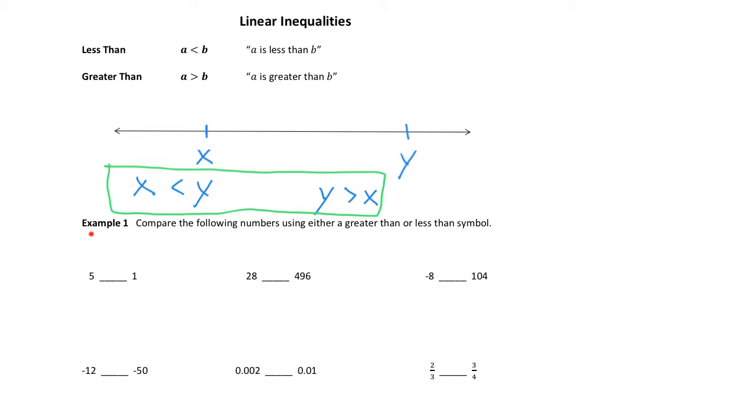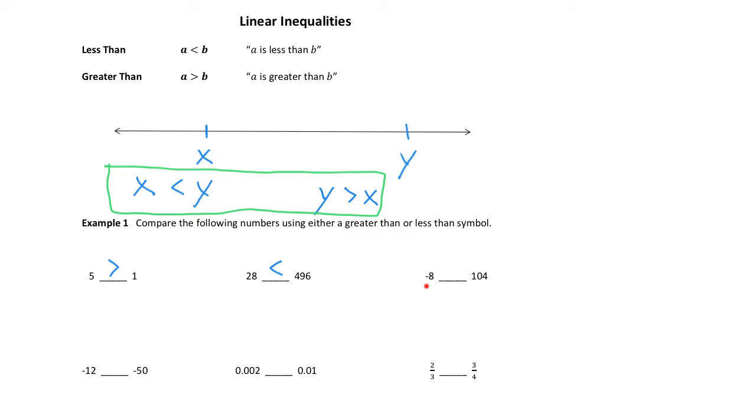So let's use these in example 1, where I have two values, and I want to compare them using less than or greater than. Starting with 5 and 1, I know clearly 5 is a bigger number than 1. You could draw on a number line. 5 would be over here, 1 would be over here. So definitely the answer is going to be 5 is greater than 1. And it doesn't matter how large the values are. Again, here we have 28 and 496. Clearly you get to 28 before you get to 496. So in this case, I'll say 28 is less than 496.